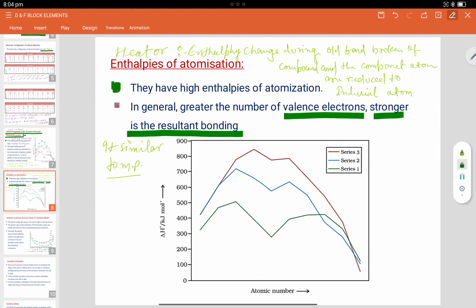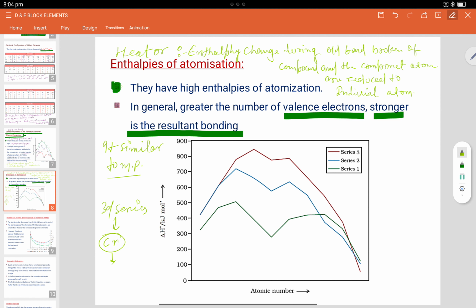So you can check the graph of this series, and here in 3D series, chromium has the highest heat of atomization among the 3D series. Why, children? Because it is written here, greater number of valence electrons.